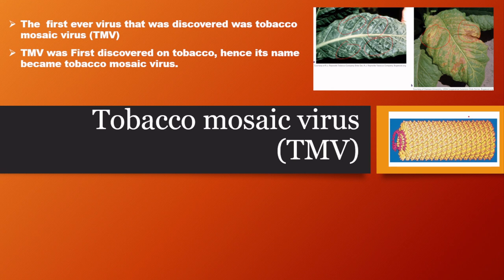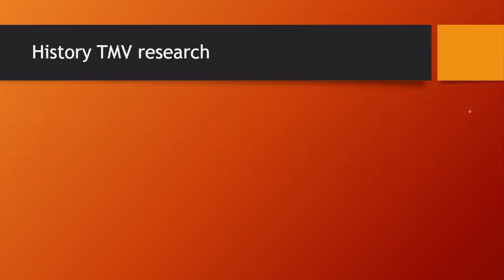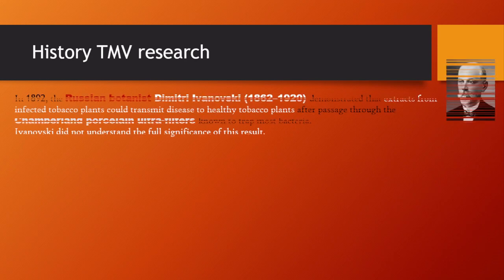So this is the structure of the virus. In this presentation we will see some basic and structural properties of tobacco mosaic virus. First we will see the history of this virus.